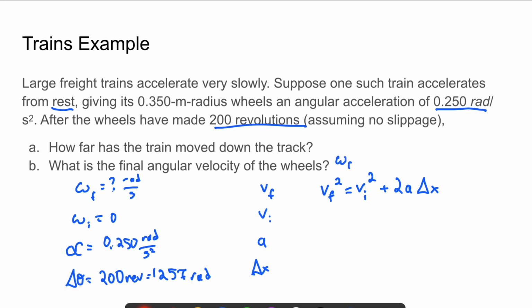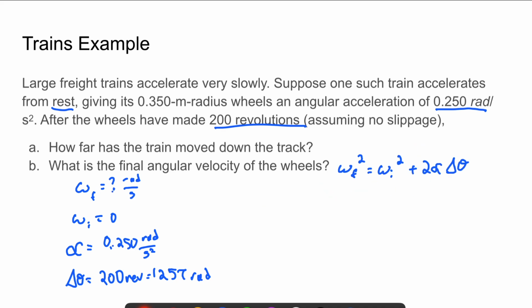So I can rewrite this now just putting angular velocity in for our translational velocity, and angular acceleration in for our translational acceleration, and finally our rotation angle in for our delta x. So now that we've got a working kinematics equation, let's first get rid of anything that's zero. So remember, our initial angular velocity is zero, so we could just get rid of that term. Which means that our final angular velocity squared equals 2 times alpha times delta theta.